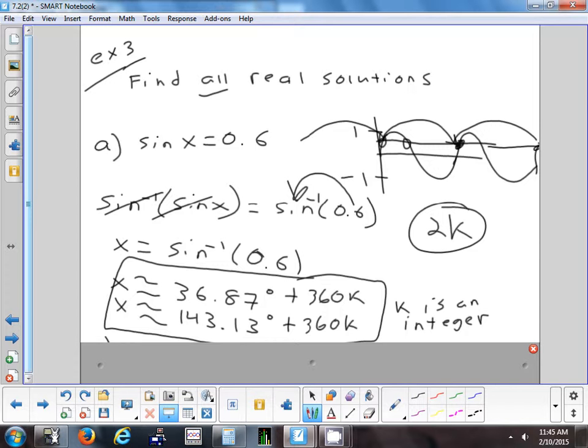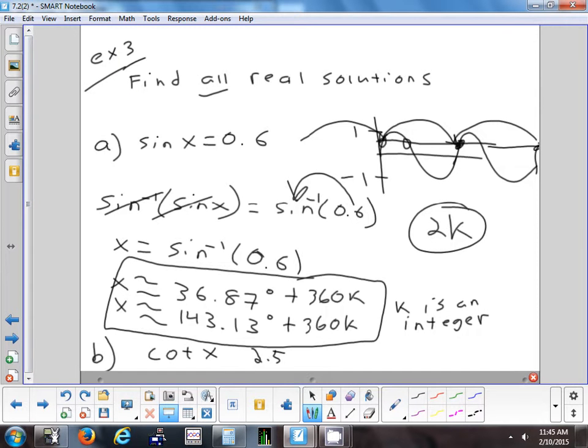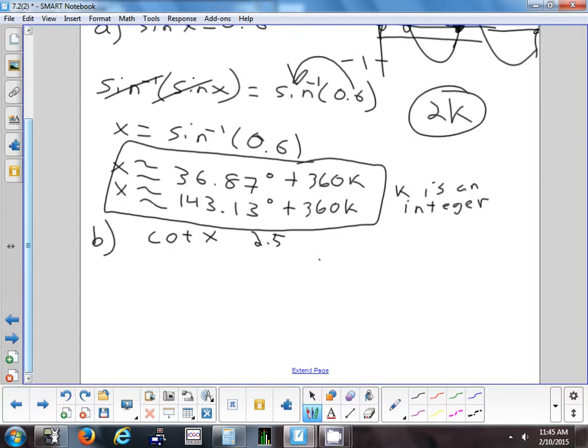So that kind of question ties in a ton of stuff you have to know about which trig functions are positive where, how do you work with the reference angle, using inverse trig, stuff like that. Let's finish up with this one. Cotangent of x equals 2.5.